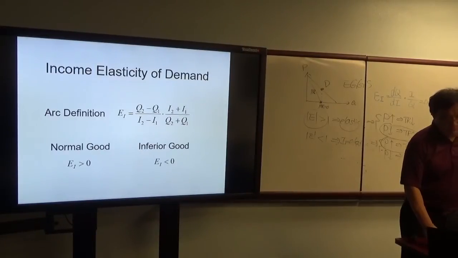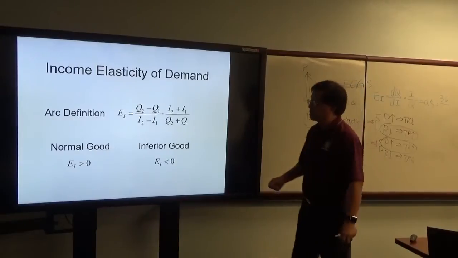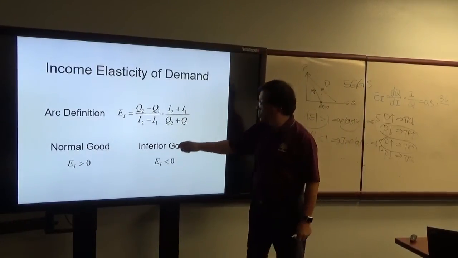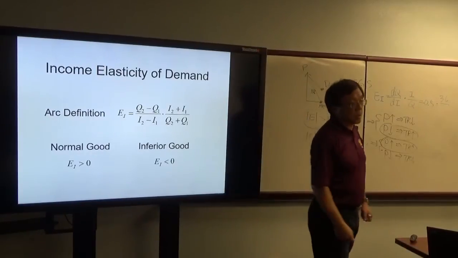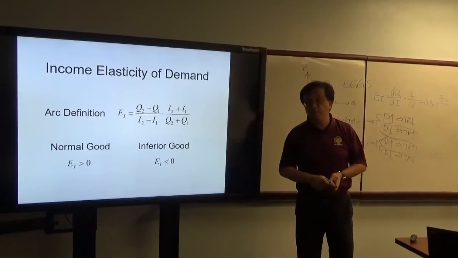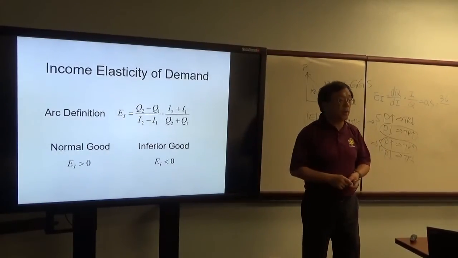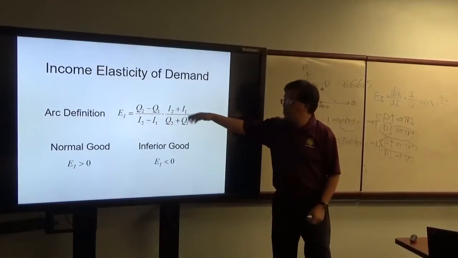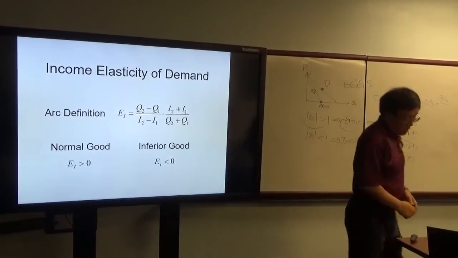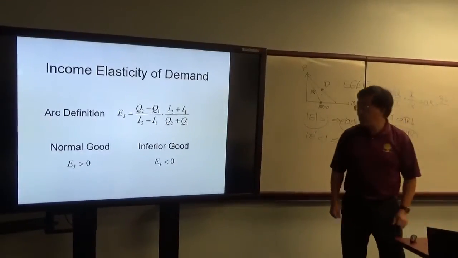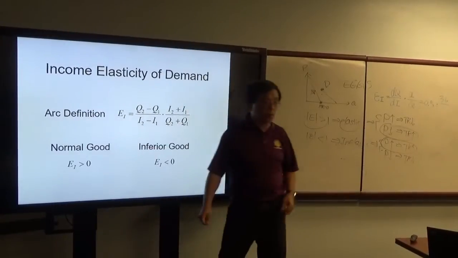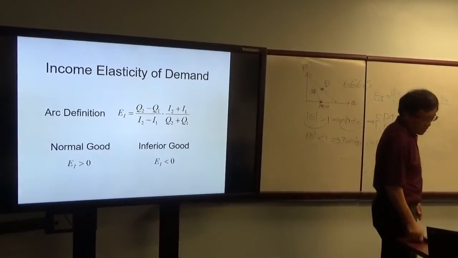And then we can also compute the interval income elasticity. If I tell you that if income is $10,000, you purchase 10 units, and if income is $15,000, you buy 20, for example, then given those numbers, we can figure out the interval income elasticity. If you find it's a positive number, that's a normal good. If you find it's a negative number, that's an inferior good.